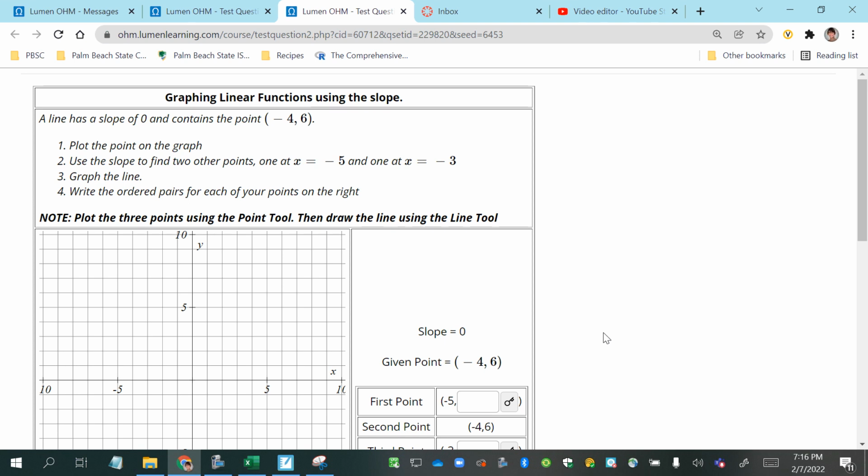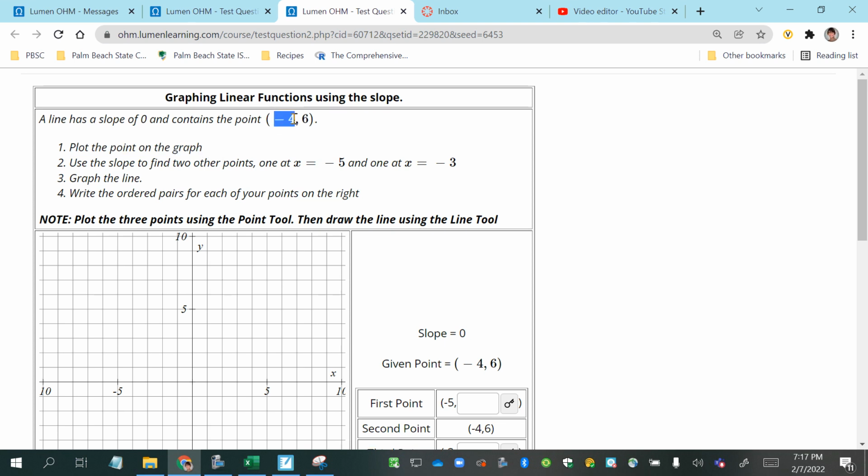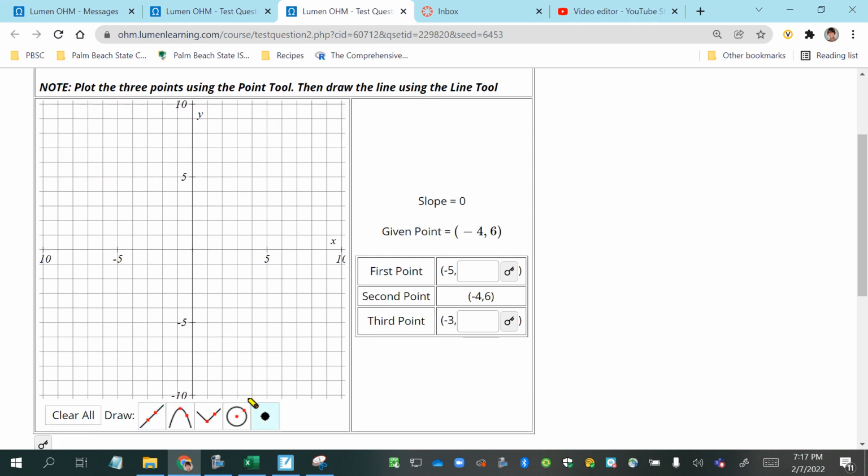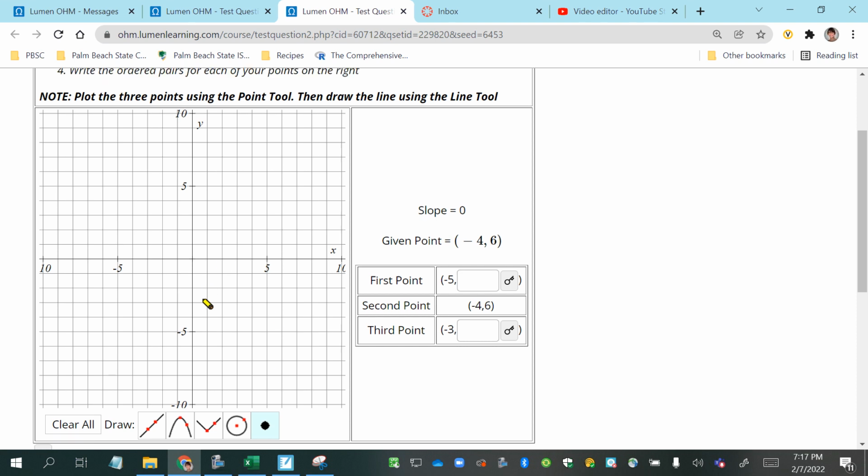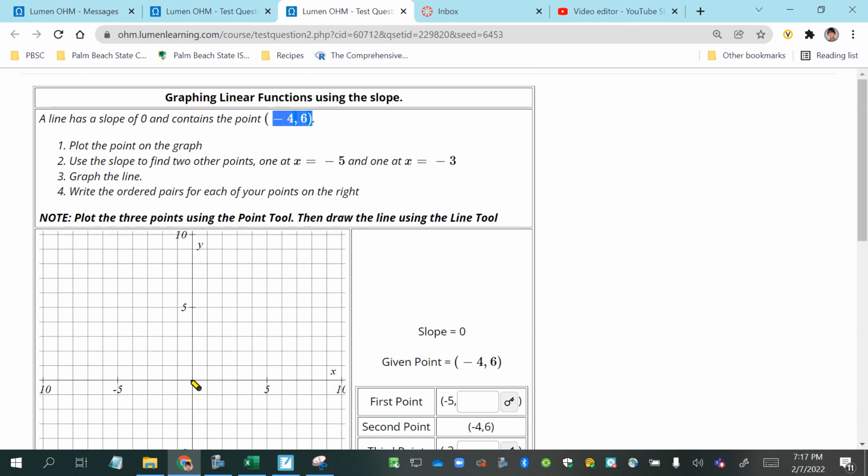So here we have a question from the Guided Learning Assignment GLA-02. And we have to be very careful to follow the directions on this one to get it marked correctly. So notice that it says to first plot the point on the graph. So the given point here is at the x-coordinate -4 and the y-coordinate 6. So I'm going to start by getting my dot tool down here and plotting that point at -4 for the x value on the horizontal axis. And then I'm going to go up to +6 on the vertical. So I've already done step 1. Now I'm going to do step 2.